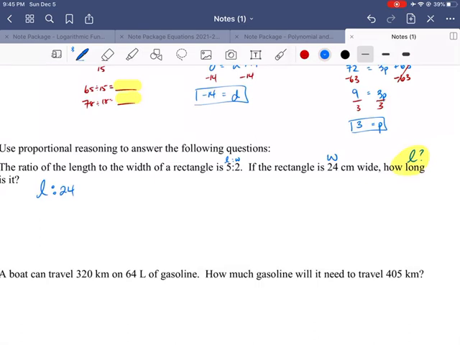And we also have the ratio of 5 to 2, which is length to width. So let's create two fractions here. The first one's going to be L over 24, and we're going to set that equal to 5 over 2. We want to simplify for L, so let's multiply each side by 24. And L is going to be 60.